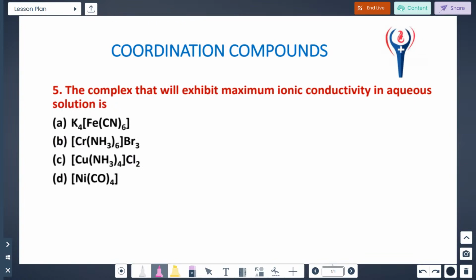See the fifth question: the complex that will exhibit maximum ionic conductivity. Maximum ionic conductivity means that if you have more ions, more conductivity takes place. So among these, which one conducts more? We have to find out.